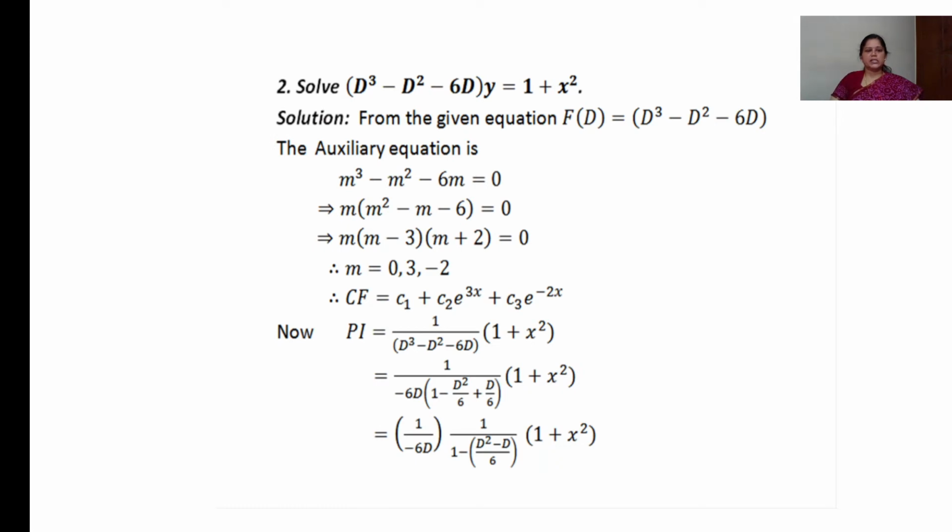The next example is (d cube minus d square minus 6d) into y is equal to 1 plus x square. So we want to solve this equation and get the general solution of this equation. From the given equation, first we will consider f of D is d cube minus d square minus 6d. So now from that, the auxiliary equation is m cube minus m square minus 6m is equal to 0. Now we are going for the factorization. We can take m common from all three terms, so we'll get m into (m square minus m minus 6) is equal to 0.